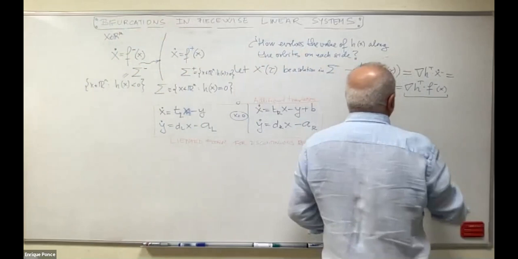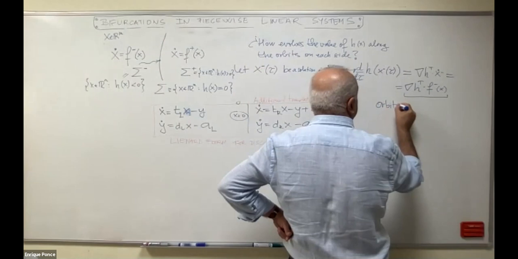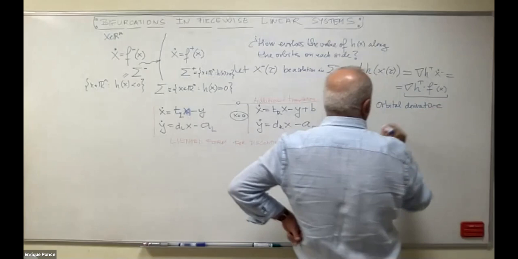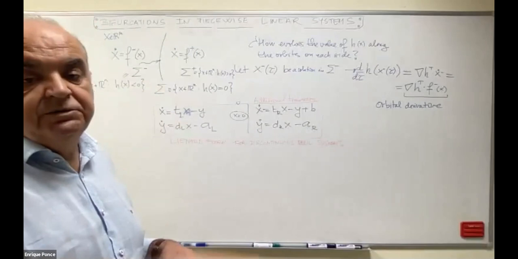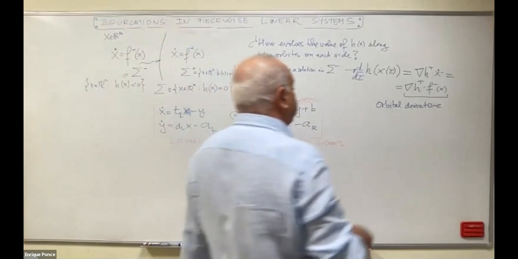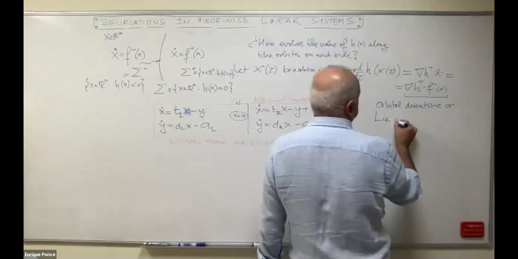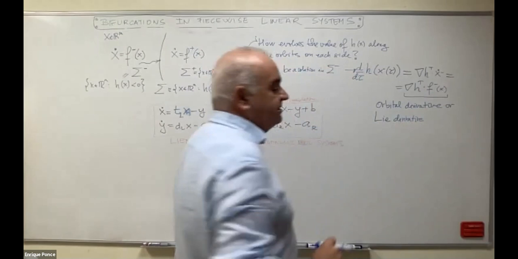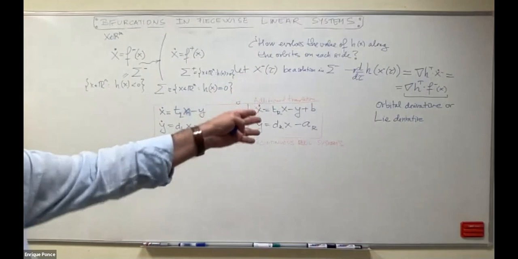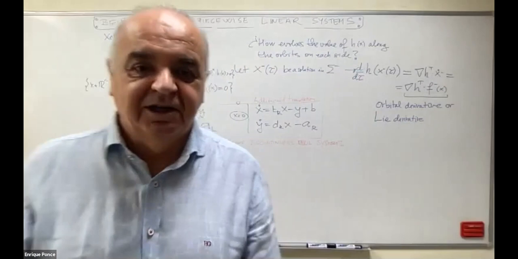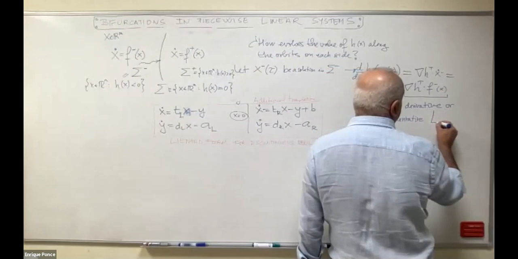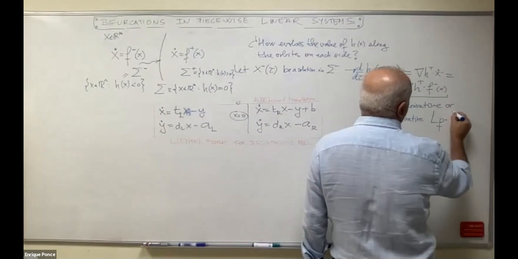And so this is the so-called orbital derivative, which is the derivative of the function h along the solutions of the left vector field. This derivative is sometimes also called Lie derivative, as my colleague Emilio Freire says, you must not disturb yourself for this derivative because it's just a simple calculation. And this is denoted sometimes as L on f minus of the function h.